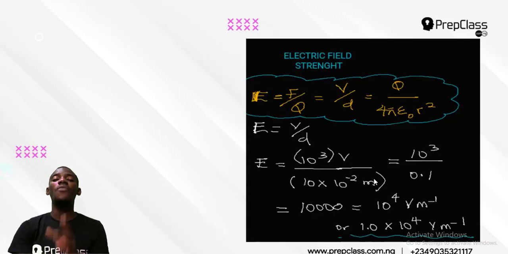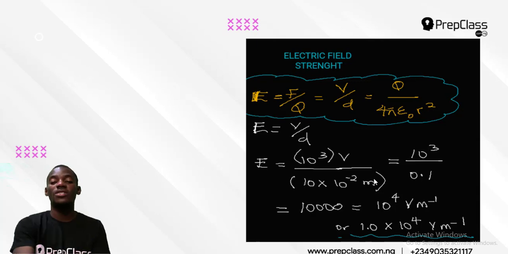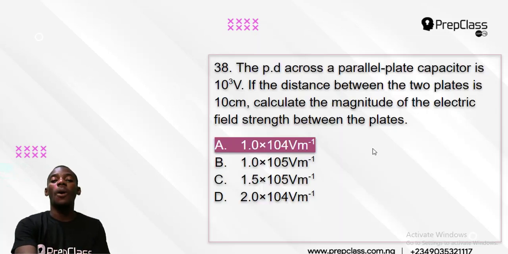Now, most importantly, don't forget the formula for electric field strength. It is E equals F over Q, or V over D, or Q over 4 pi epsilon naught R squared, depending on the one you are asked per question. That tells the one you will use. In a later video on electric field, we will properly explain how these formulas are derived. But for now, for the sake of the past question, you just have to get acquainted with them and be able to apply them. And that settles this question. The answer is option A.